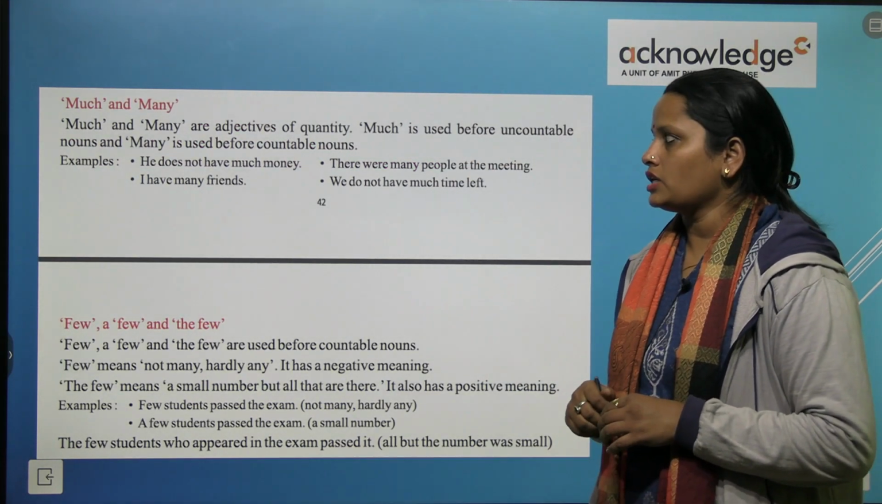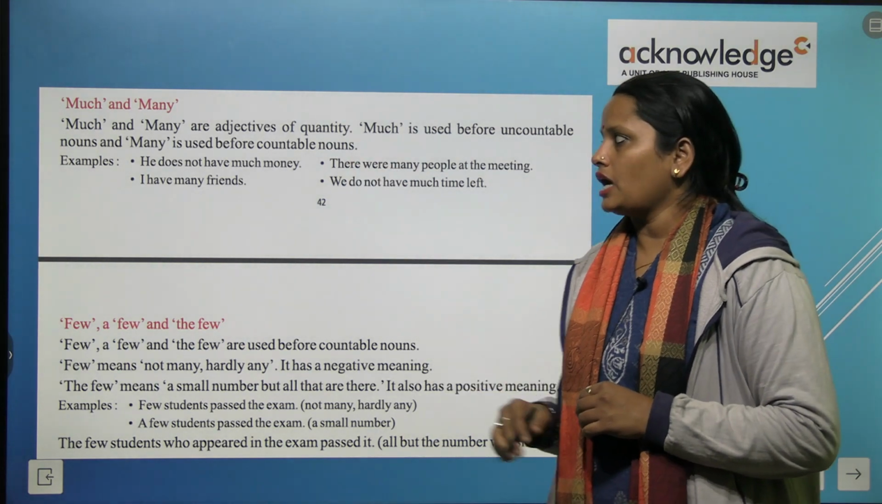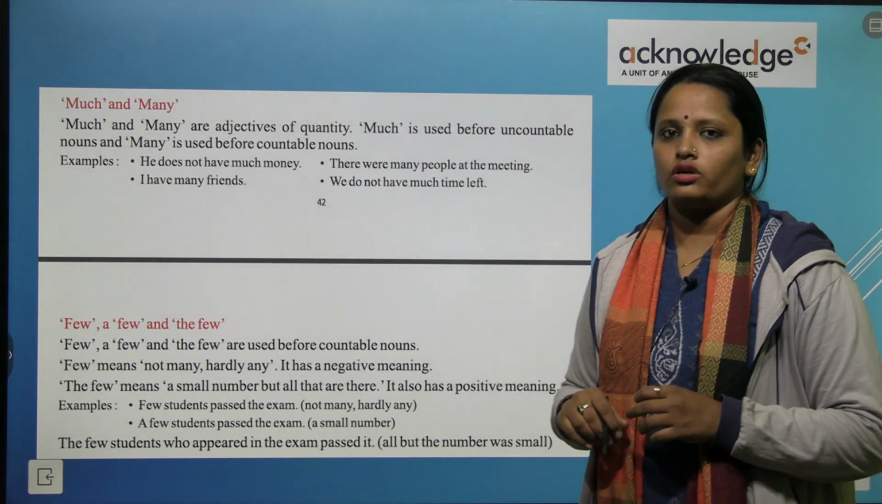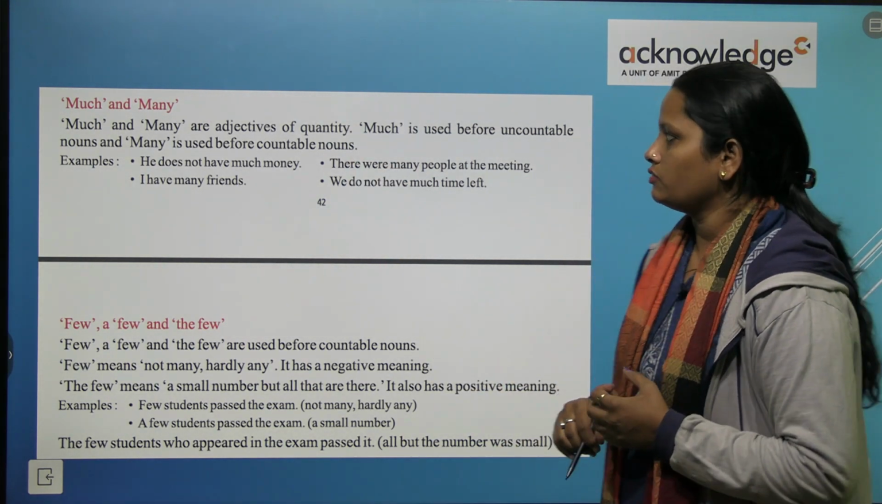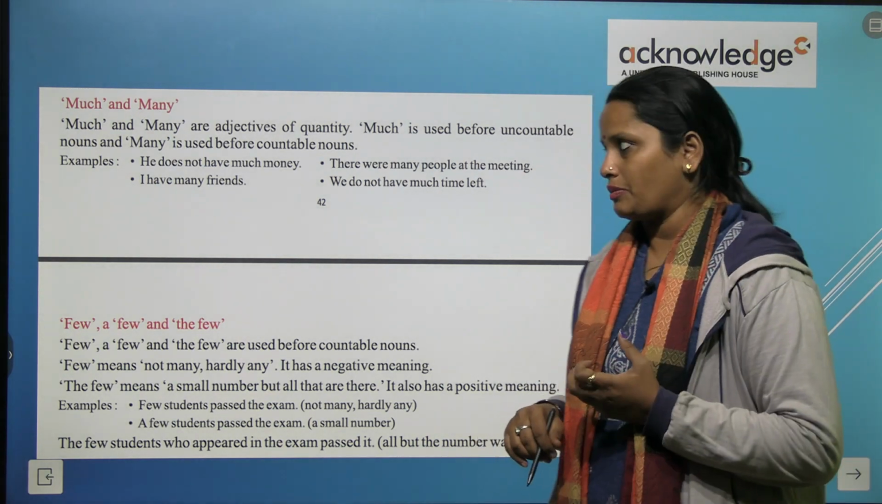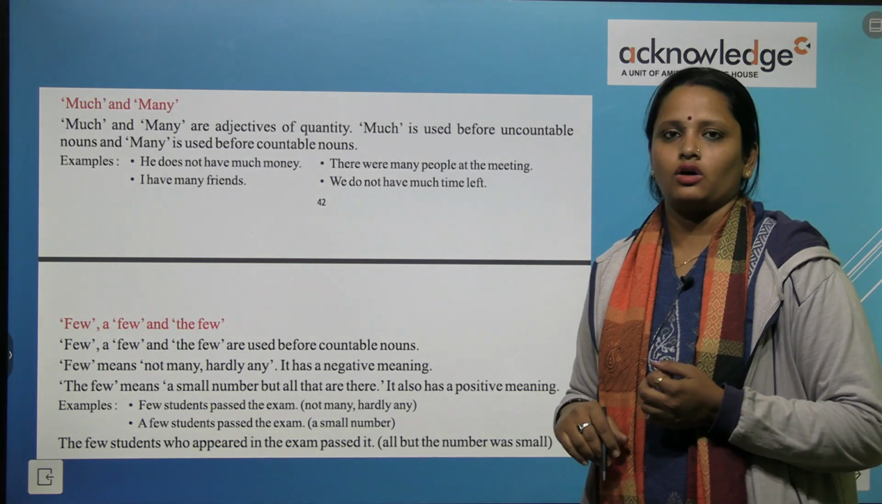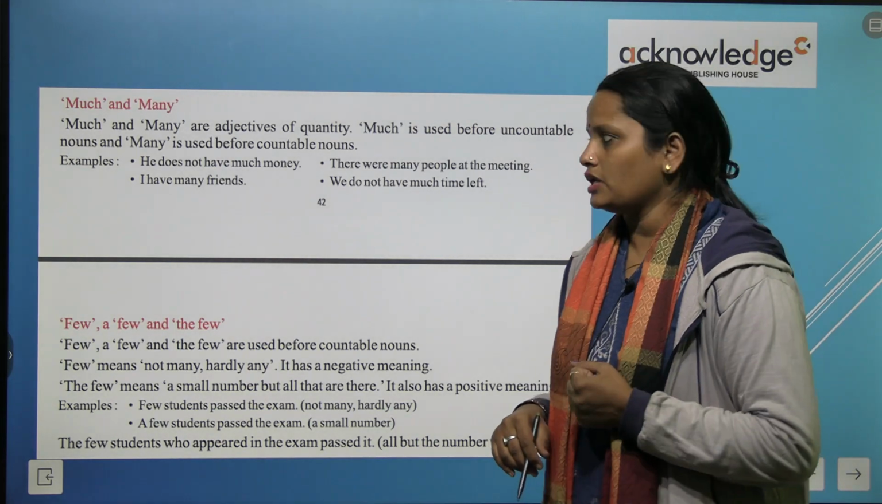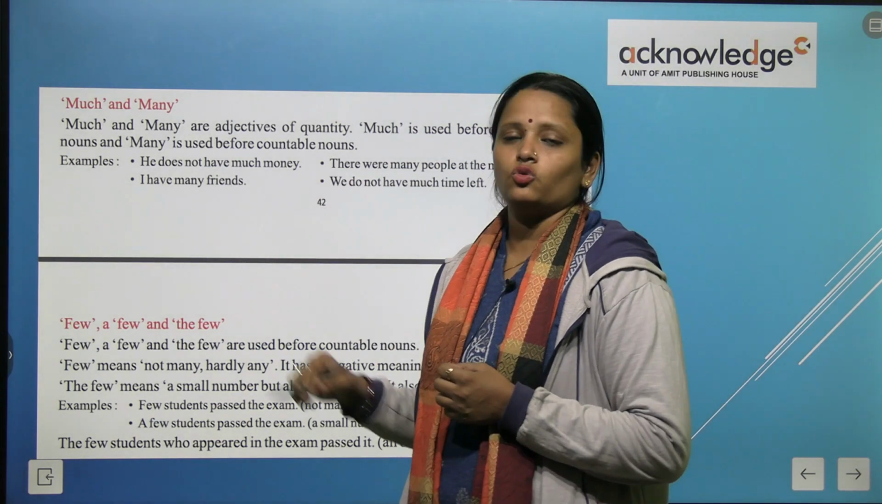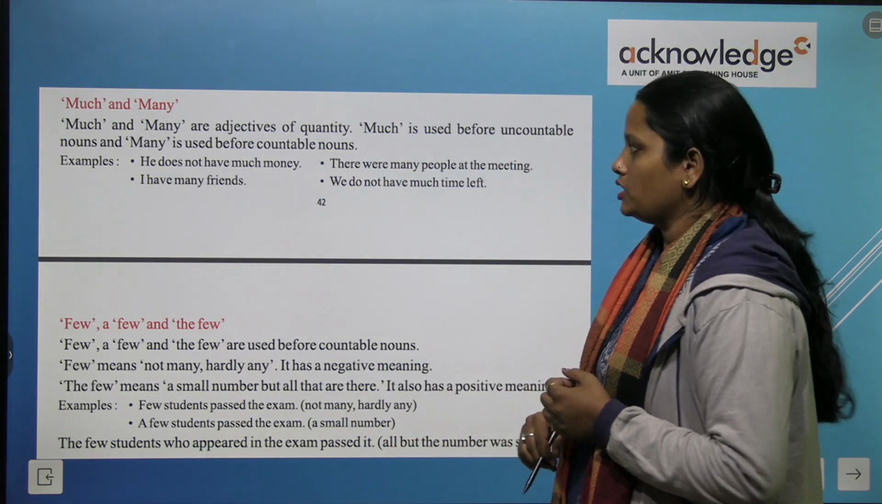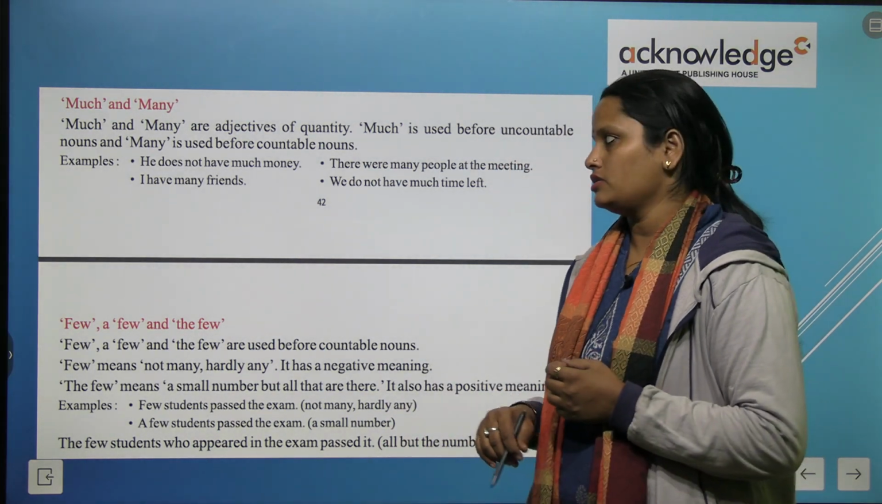Next is much and many. Much and many are adjectives of quantity. So ये दोनों जो है adjective of quantity हैं, ये quantity को describe करने के लिए लिखे जाते हैं. Much is used before uncountable noun. Much जो है uncountable noun के साथ लिखते हैं. Many is used before countable noun. Many जो है countable noun के साथ लिखे जाते हैं.